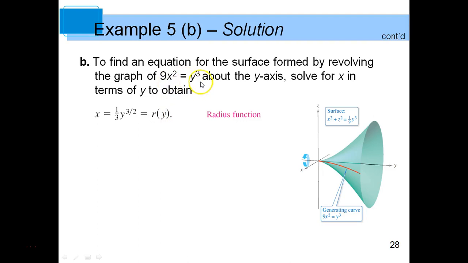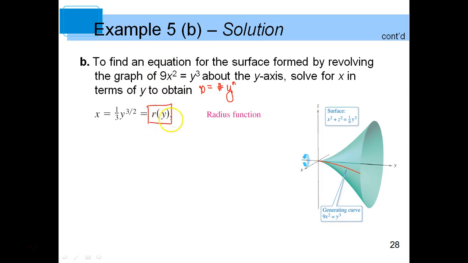For 9x squared equal to y cubed around the y-axis, if this is going to be my revolving, I need this to be around y, then I need r of y. So I'm going to have to rewrite this so that it's x equals whatever my expression is that involves the y. When you work through that process, here's your r of y.